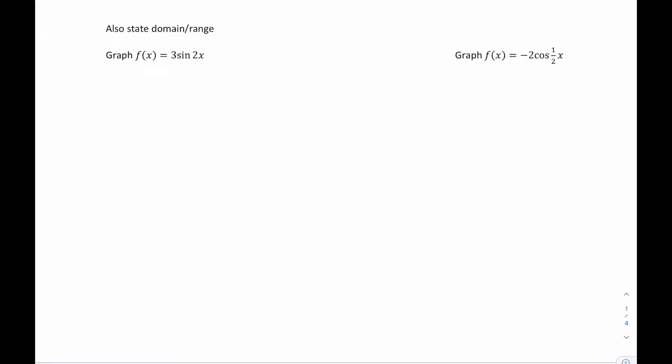So for our next two examples, they're going to be a little bit more difficult. So let's try it. A is equal to 3. The period is 2 pi over b. It's 2 pi over 2. So that would be pi.